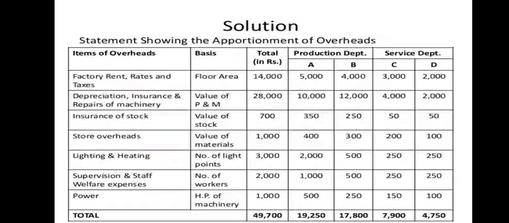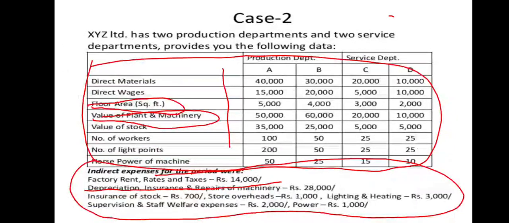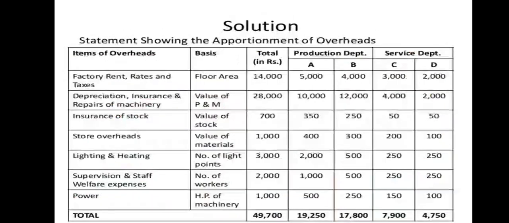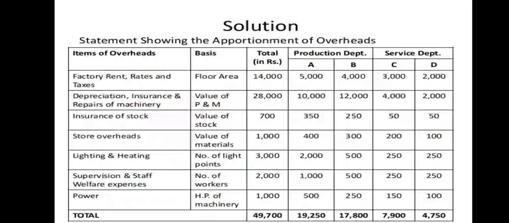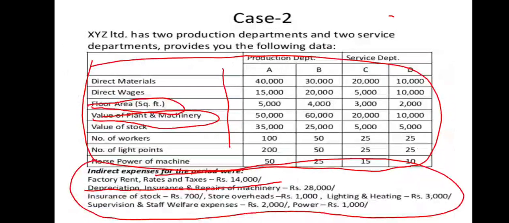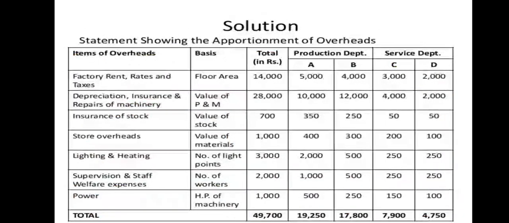Next one, store overheads. How much is given? 1,000. And what is the basis for store overheads? Value of material. Value of stock is given, so based on that we need to take. So value of material is 400, 300, 200 and 100. Lighting and heating, obviously based on the light points. Here lighting and heating is given as 3,000 and the number of light points are 200, 50, 25, 25. So 4:2:1:1. So 1,500, 750, 375, 375. See, the ratio you need to find out on the basis of it.